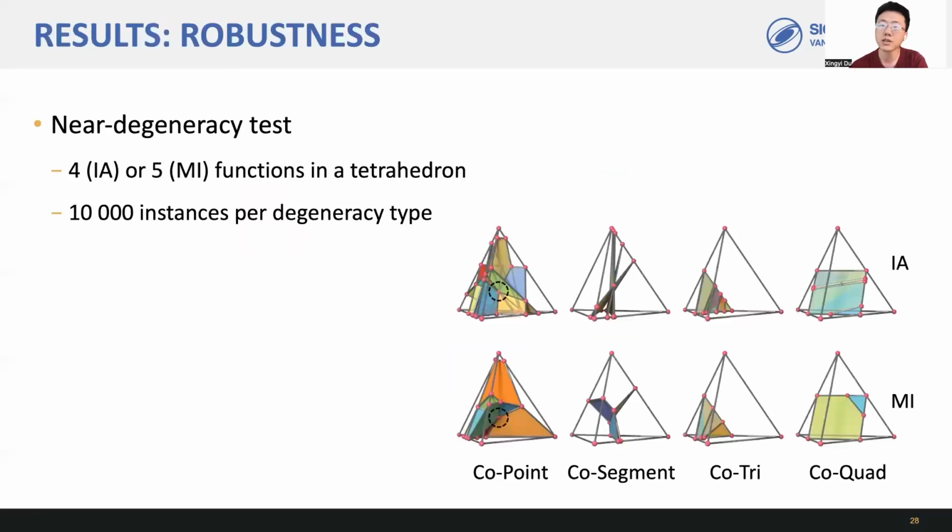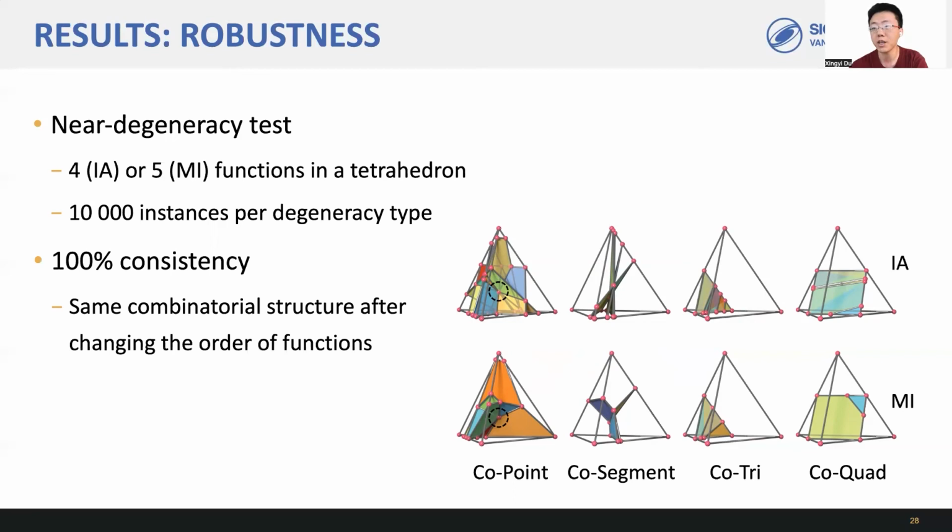Now we show some results. We start by evaluating the robustness of our incremental construction algorithm. We created a benchmark that includes 4 types of near degeneracy in a tetrahedron: planes almost coinciding at a point, a line segment, a triangle, or a quadrilateral. The benchmark contains 10,000 randomly generated instances for each degeneracy type. We run our algorithm on each instance twice with different ordering of functions, and we find that the algorithm produces the same combinatorial structure in each instance. This test indicates the algorithm can robustly handle such near degeneracies.